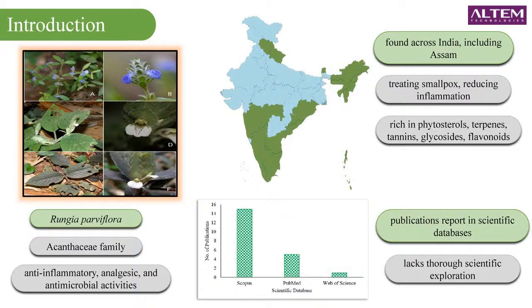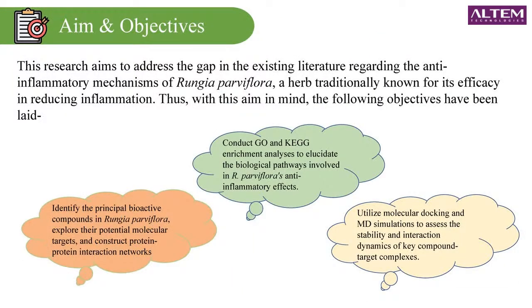As you can see from this graph, there is very little scientific exploration regarding this plant, and this has been the basis of this study. So while this herb has been documented for its efficacy in reducing inflammation, the specific pathways, biological targets, and metabolic processes through which it operates remain very poorly understood.